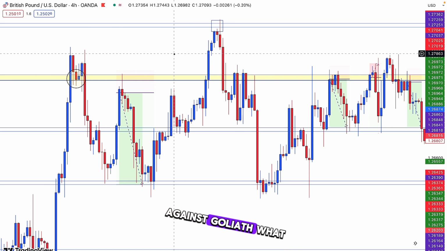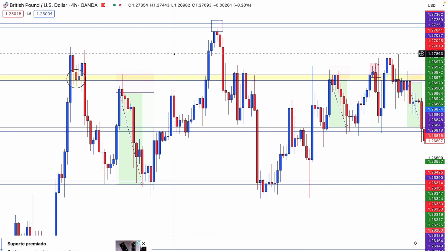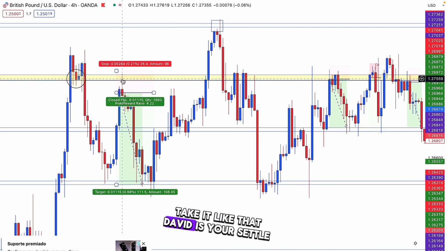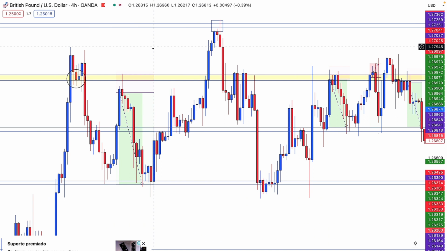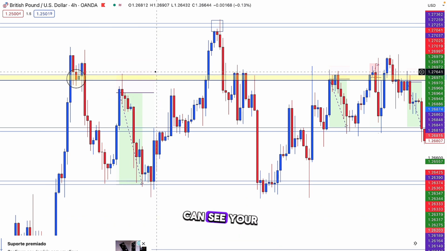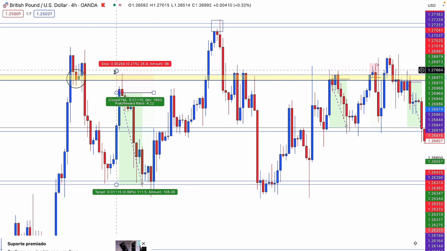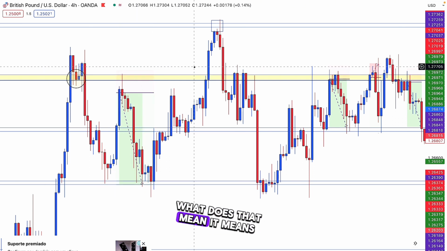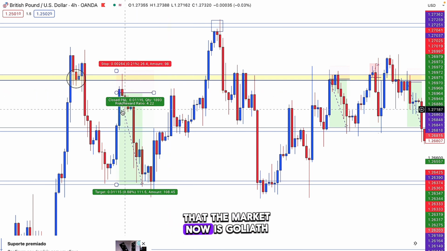against Goliath. What it means is, before you can come to David, you have to pass through me. I don't know if you get this point. David is your setup. Take it like that. David is your setup. Your resistance is God. And you can see your stop loss, right, above your resistance. What does that mean? It means that the market now is Goliath.